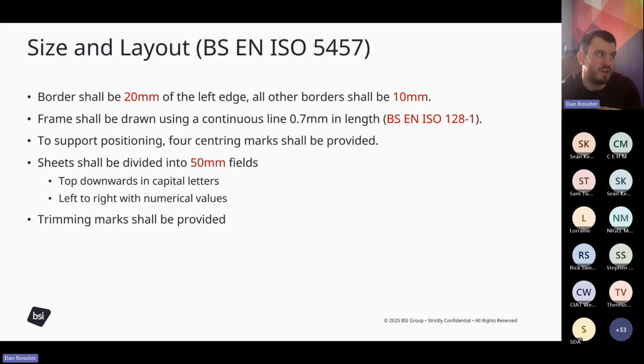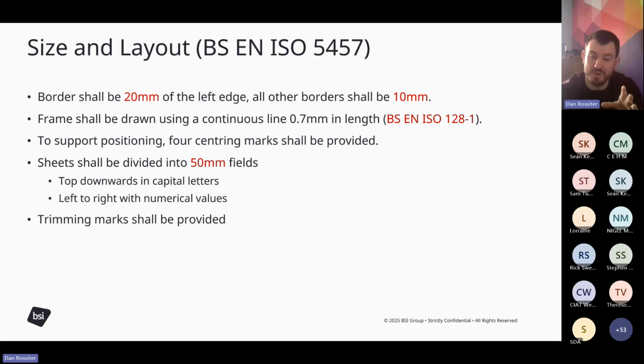You look at something like ISO 5457, it tells you all about the layout of technical drawings, including things like drawing borders and some extra bits. It tells you your drawing border should start 20 mil off the left and then 10 mil around the sides. Nice and straightforward. It tells you that you should use continuous lines that are 0.7 millimeters thick. So that's cool, we know the line thickness that we want to use. And then it adds some extra little bits in there as well.